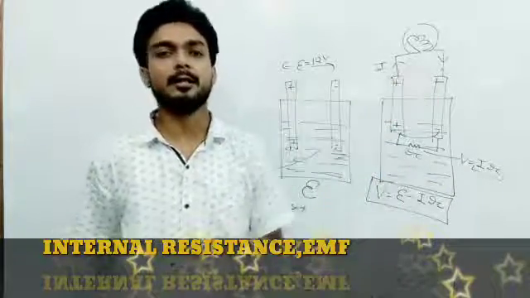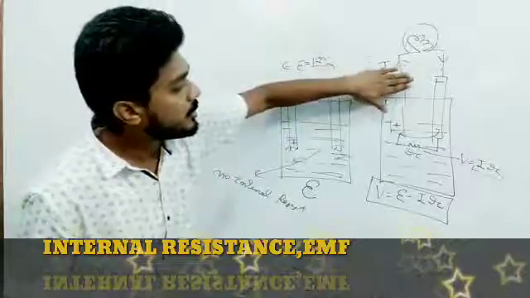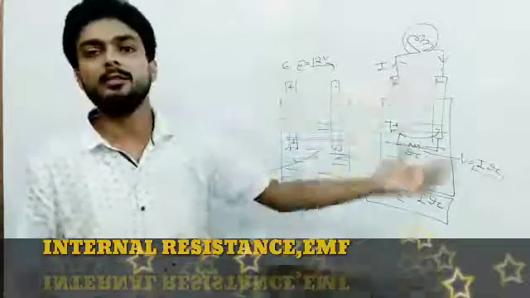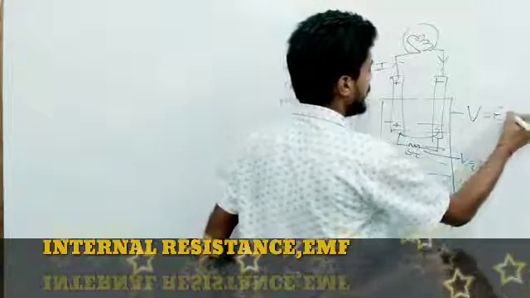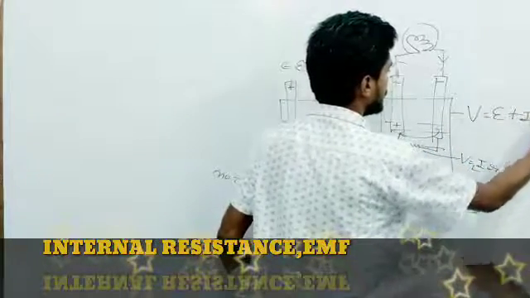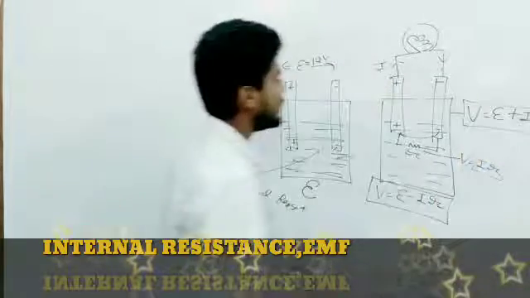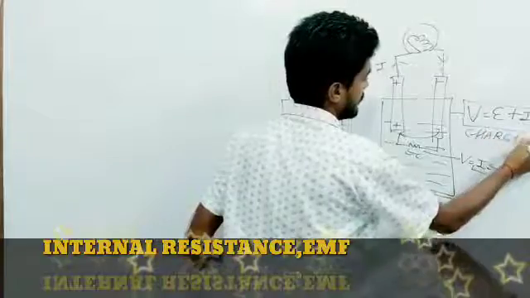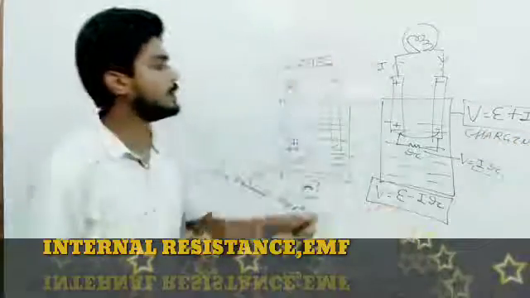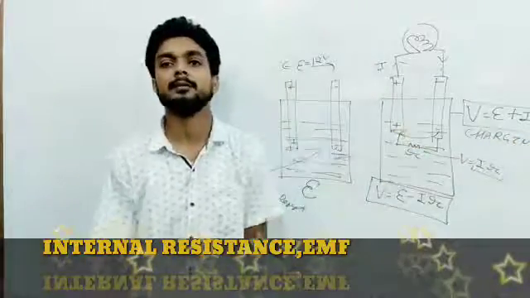In the case of discharging, we use V equals E minus Ir. In the case of charging, we will use the formula V equals E plus Ir.